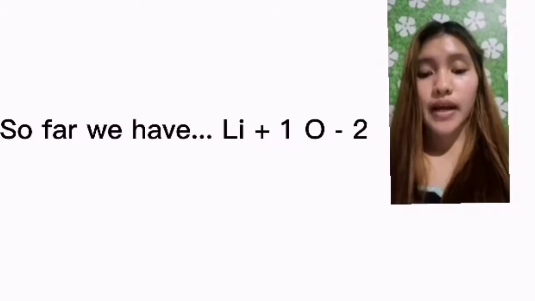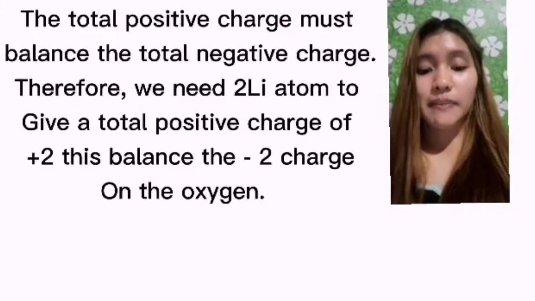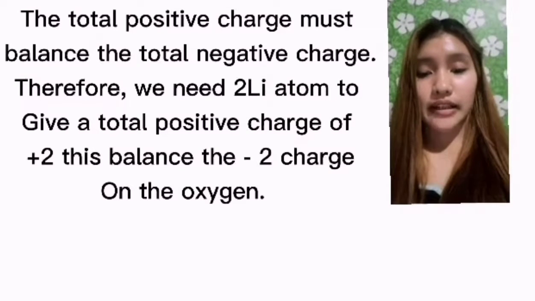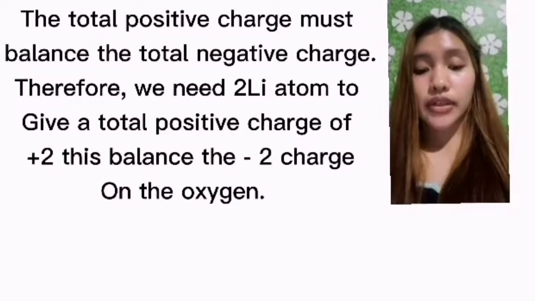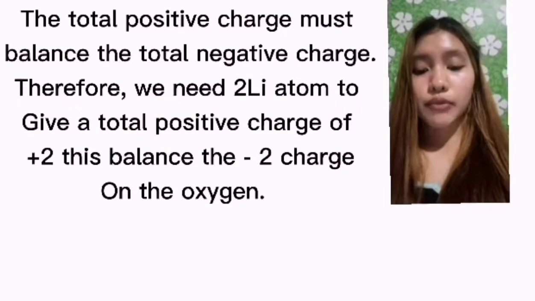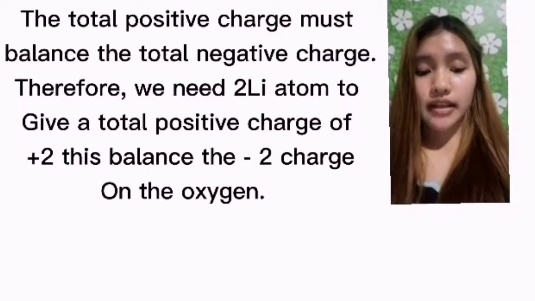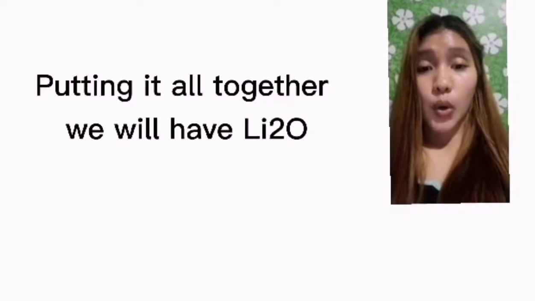So far, we have Li positive 1, O negative 2. The total positive charge must balance the total negative charge. Therefore, we need 2 Li atoms to give a total positive charge of positive 2 to balance the negative charge on the oxygen. Putting it all together, we will have Li2O.